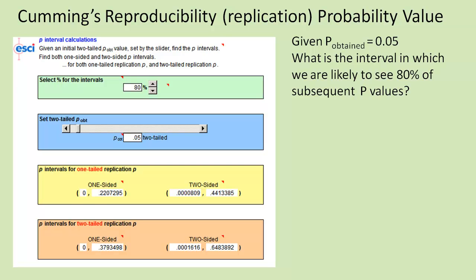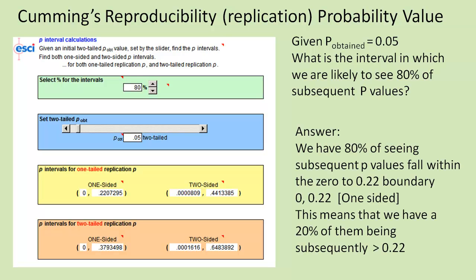Let's take an example. Say we were given from our experiment a p-value of 0.05. What is the interval in which we are likely to see 80% of subsequent p-values? Well, here's the answer. We have an 80% chance of seeing subsequent p-values fall within the 0.22 boundary. That is one-sided. In this instance, I've taken that value. This means we have a 20% chance of them being subsequently more than 0.22.